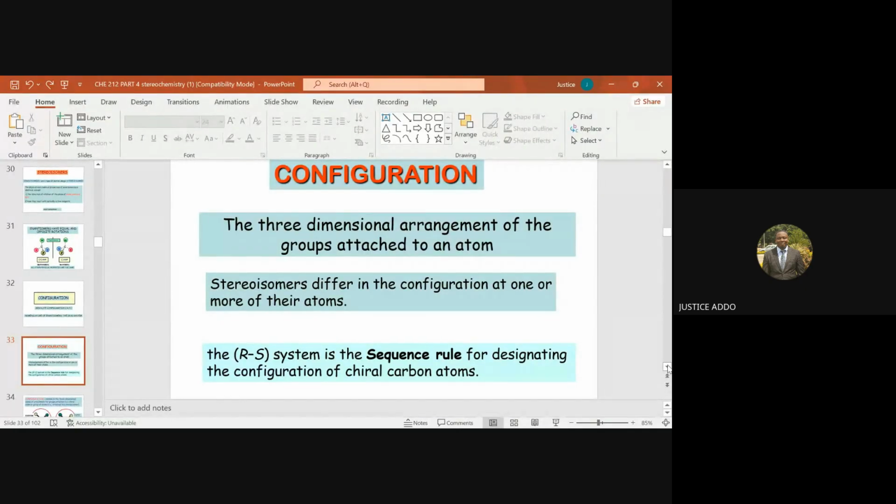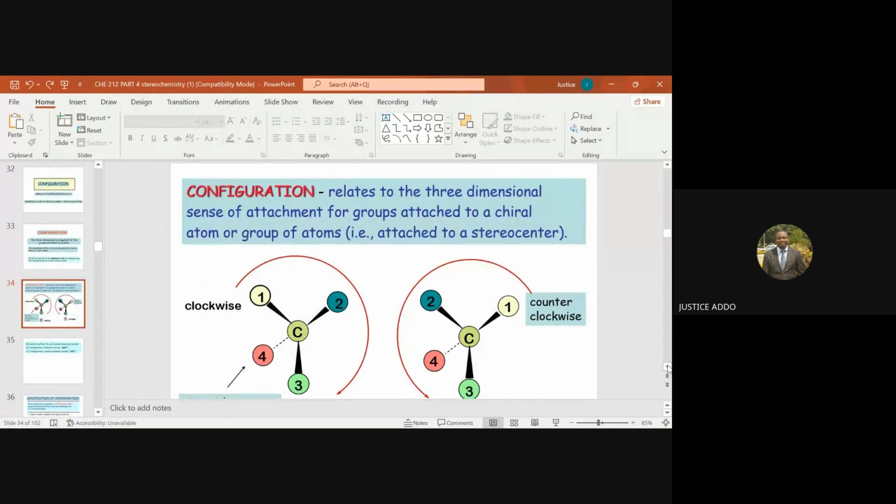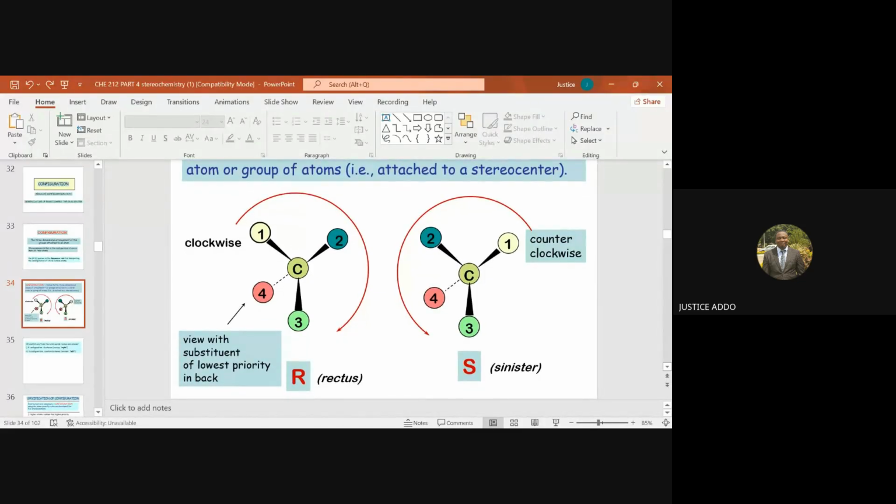S. Now, R here, full meaning is rectus. Rectus. And rectus implies clockwise direction. Then the S here means sinister. Sinister. And sinister used here means anti-clockwise direction. So that is for your notice. So the configuration relates to the three-dimensional sense of attachment for groups attached to a chiral atom or group of atoms. So let's look at what is on your screen.